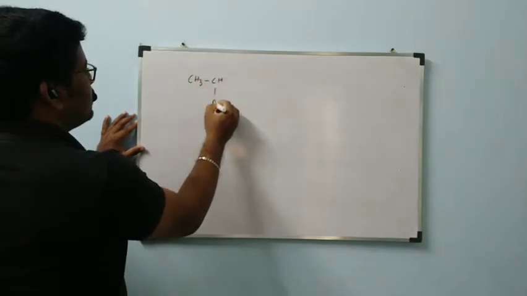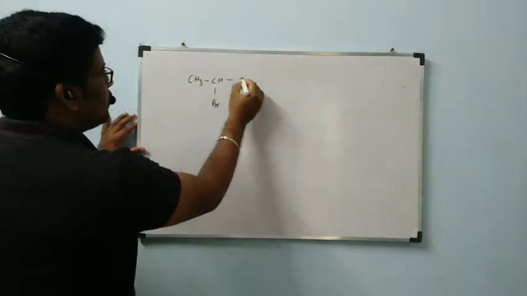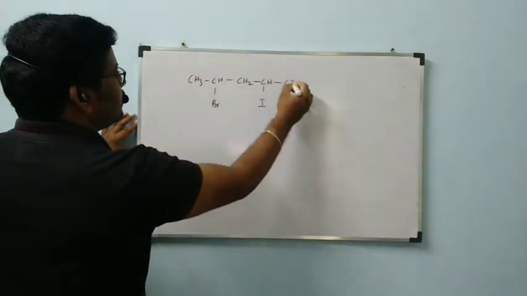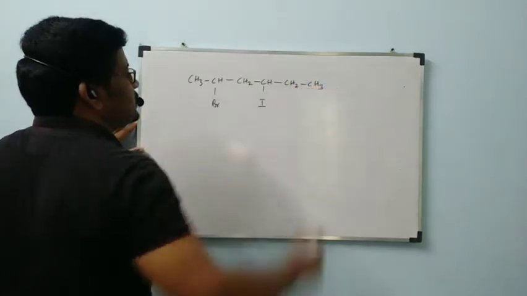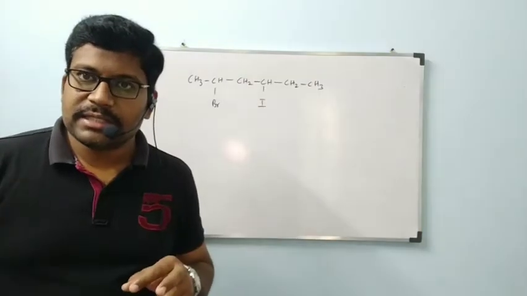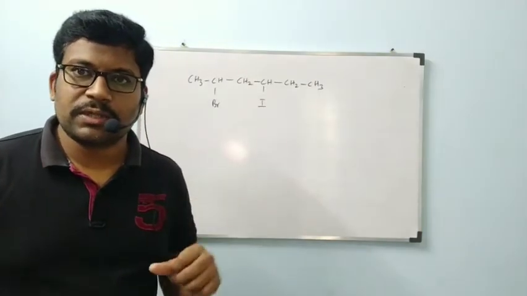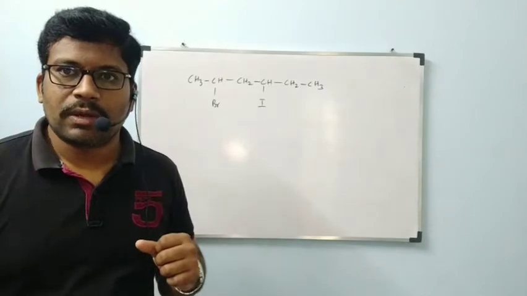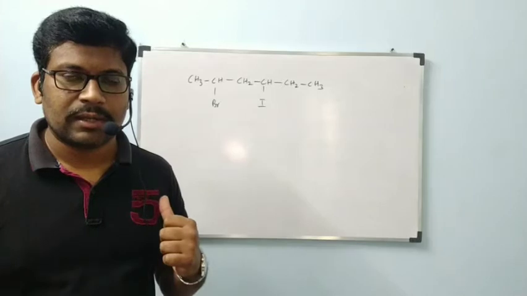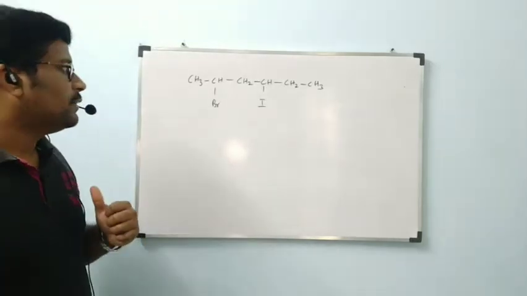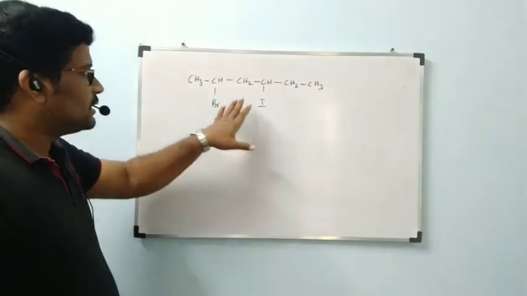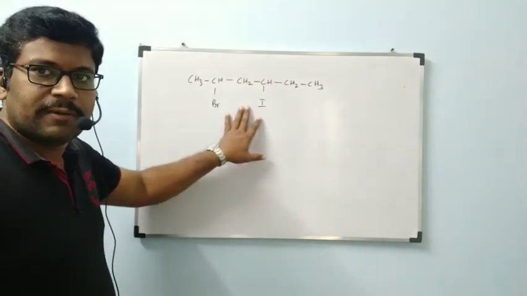CH3, CHBr, CH2, CHI, CH2, CH3. In the previous example I took two different side chains. Now I took two different substituents. Okay? Let us see how we are going to give the name of this compound. First, let us take this example and try to give the name of this compound correctly.